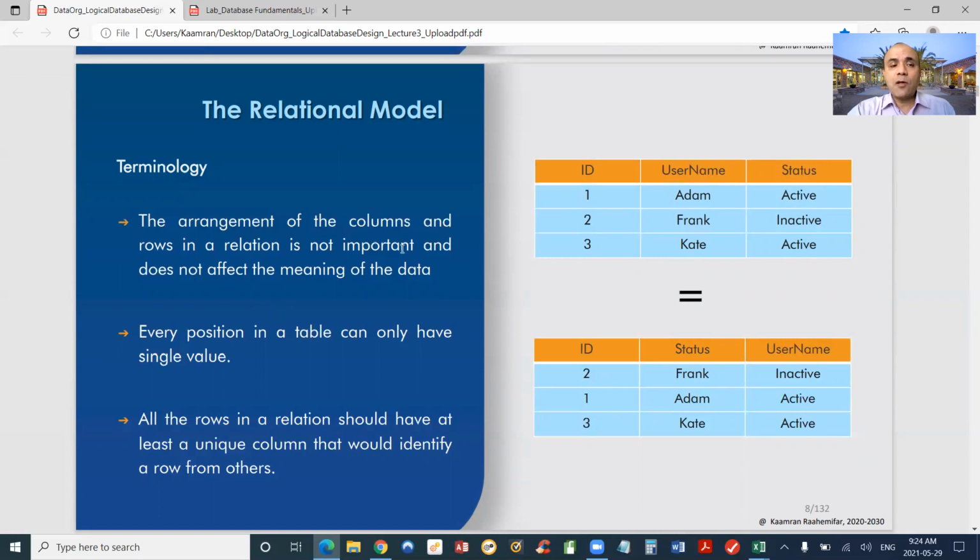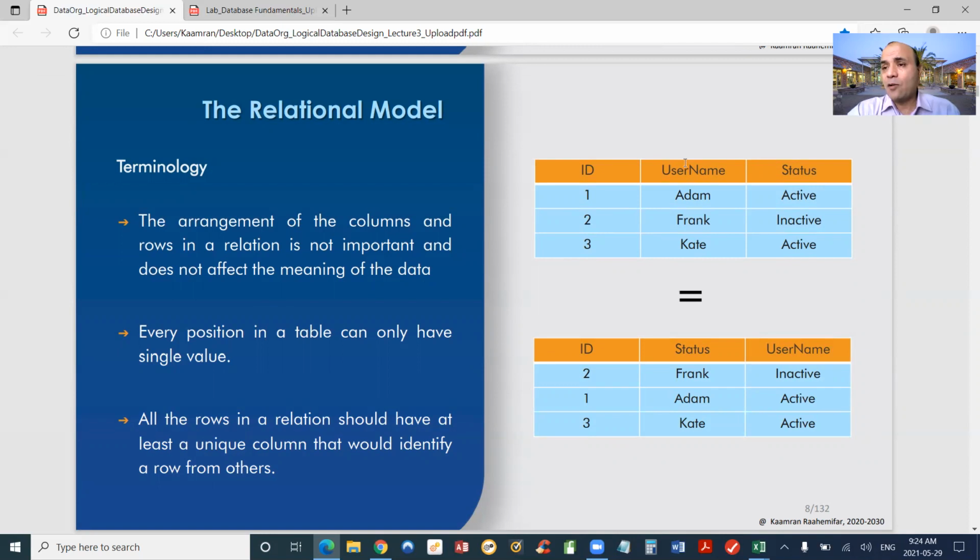The arrangement of the columns and rows in a relation is not really important. You could potentially have these two swapped. You could have username here and then ID here. You can potentially switch them over, it doesn't matter. In the rows, it really doesn't matter how you put them. You can put them one after another.